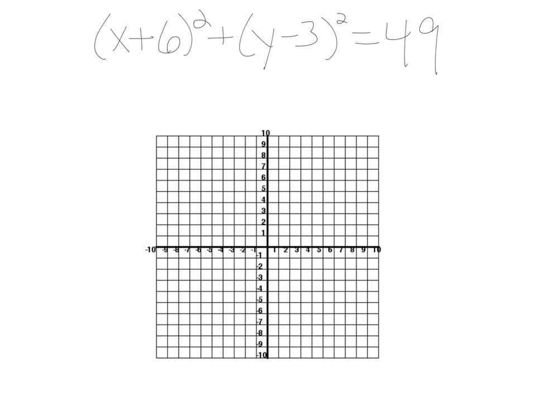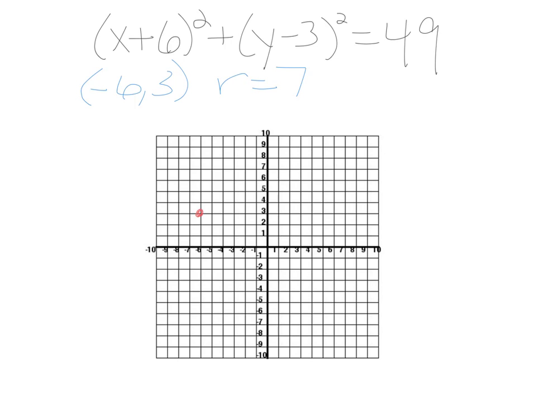I'm supposed to name the center and the radius. The center, flipping the signs, is -6, +3. The radius is the square root of 49, which is 7. Now the graph. My center is at -6, 3. And then I need to count 7 in every direction.